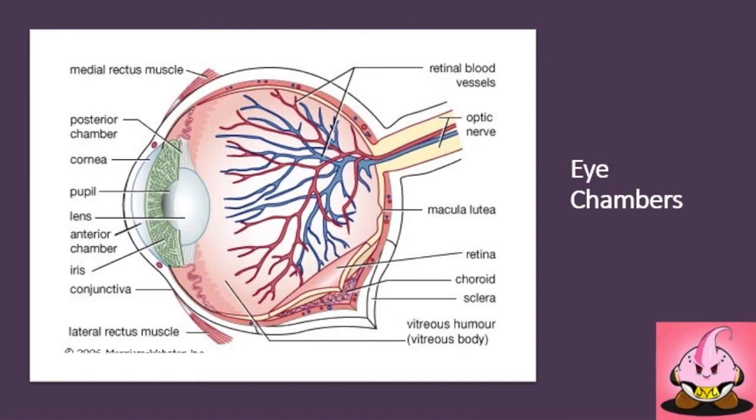Then you have your posterior cavity. Your posterior cavity, class, is filled with vitreous humor. For that reason, it is also referred to as your vitreous cavity or your vitreous body. Vitreous humor is a clear gel-like substance, and it allows for the shape of the eyes. It keeps the retina attached to the choroid, and it also transmits your light rays. So again, this is your vitreous body or your vitreous humor.